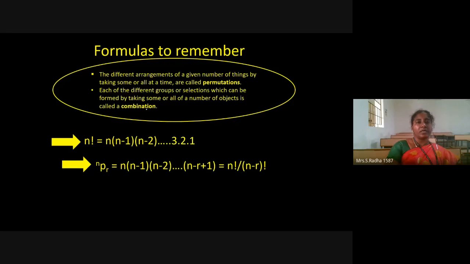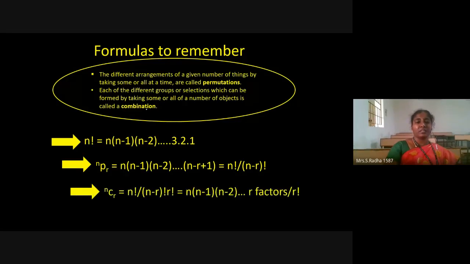Next is nPr. The nPr formula is n factorial by n minus r factorial. We know the value of n factorial. For n minus r, we keep on multiplying from 1 up to that value.